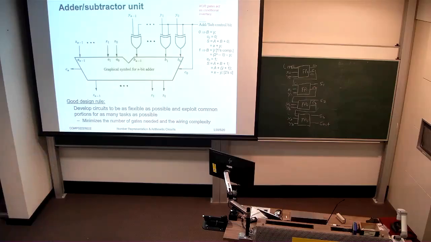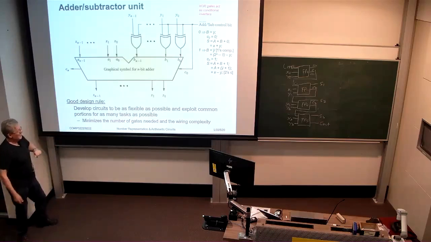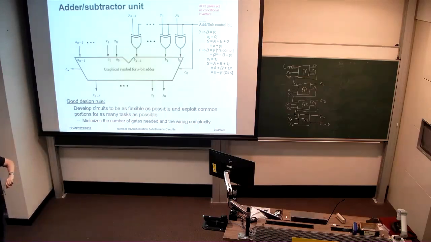So the take-home message is try to develop circuits that are as reusable as possible. Just like if you're developing software, you try to develop functions that you can use as much as possible. But if it's mechanical stuff, you develop tools that you can use for as many applications as possible. That minimizes the number of gates and the wiring complexity.